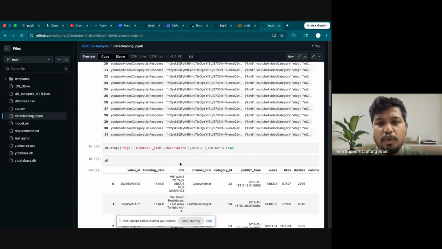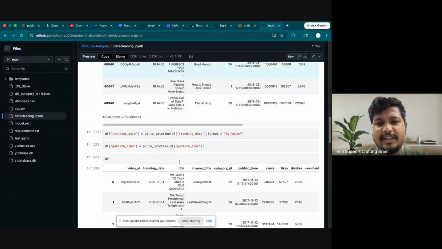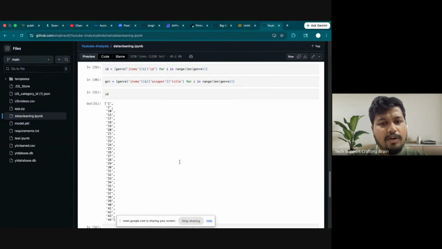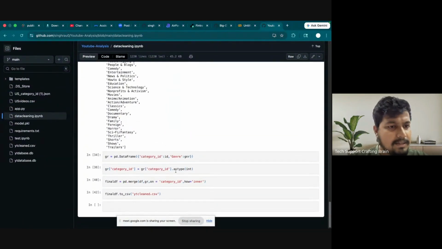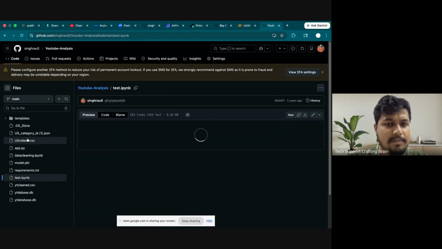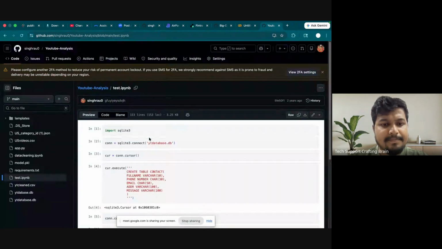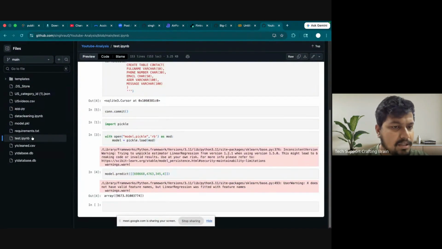If you see, we loaded the data. After loading the data, we cleaned the data and did a lot of work on it. And I guess it was until the cleaning. Any other file we are having right now? US video, DS session, test.ipynb. What is that? That is for database creation and all. I don't think there is any other file.